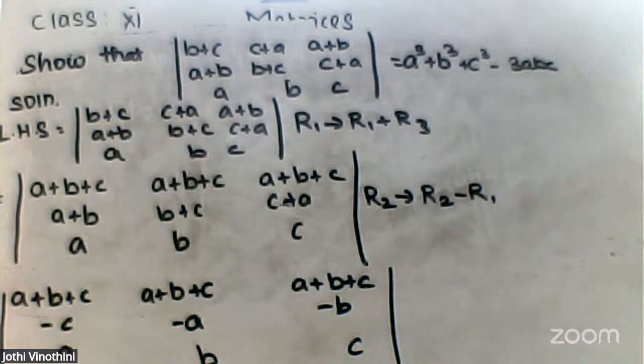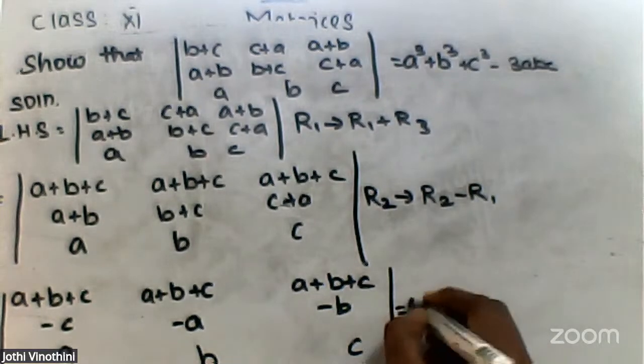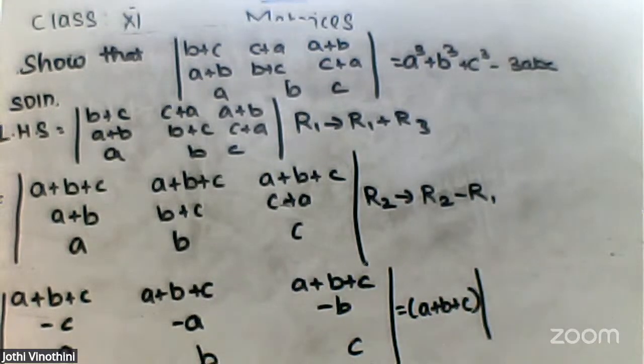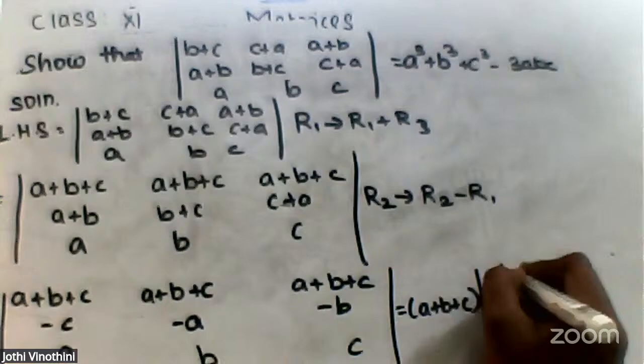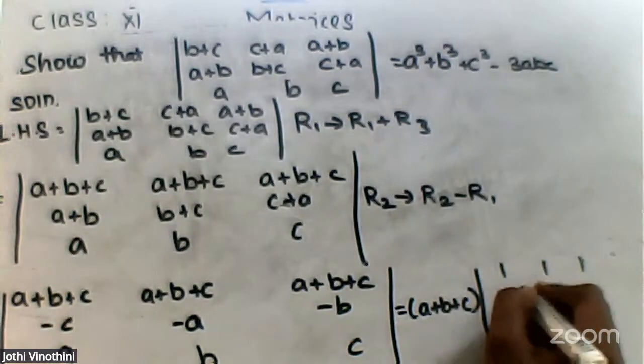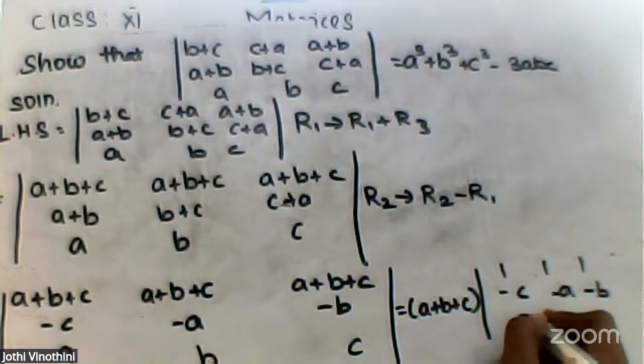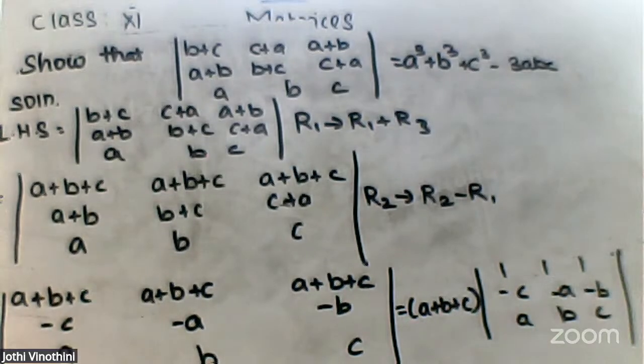Right. So the next thing is, see, in all the terms we have A plus B plus C as common. So I am going to take this out. So it will become A plus B plus C multiplied by a matrix. So it will be 1, 1, 1, minus C, minus A and minus B. Here it is A, B, C.